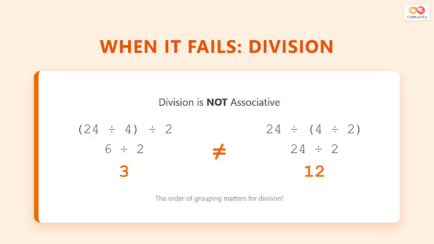It also fails for division. Consider 24 divided by 4 divided by 2. If we divide the first pair, we get 6 divided by 2, which is 3. But if we group the last pair, 4 divided by 2 is 2. 24 divided by 2 is 12. 3 and 12 are very different answers. Division is not associative.